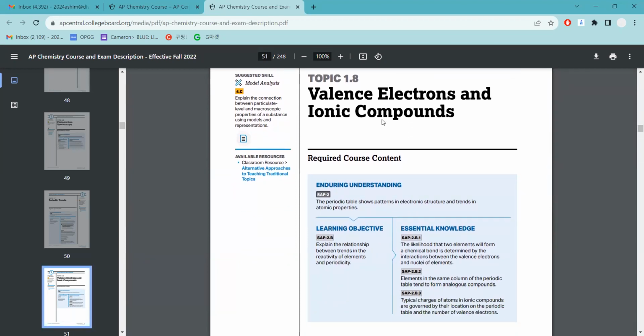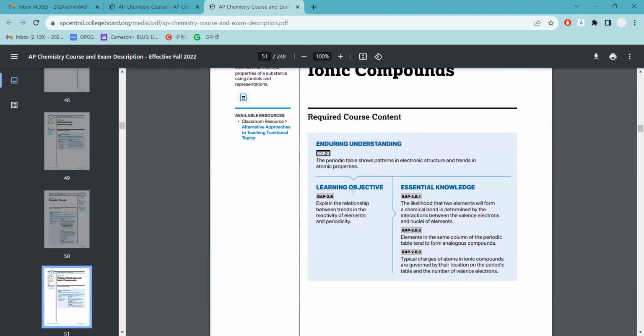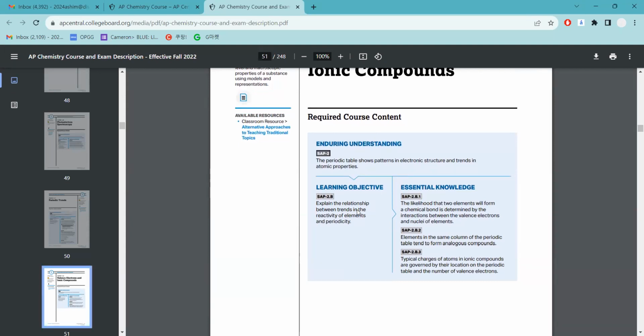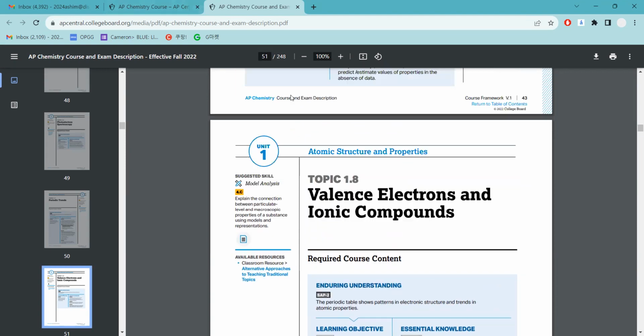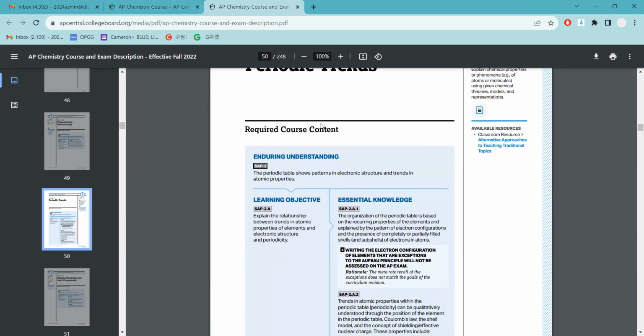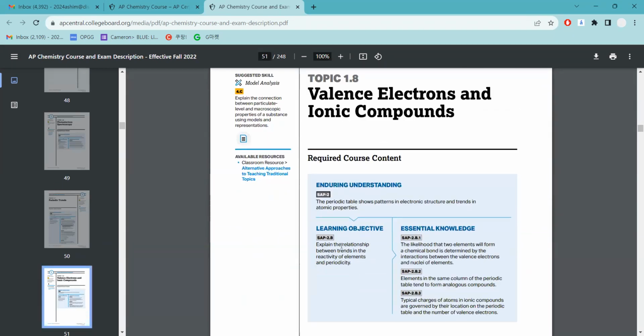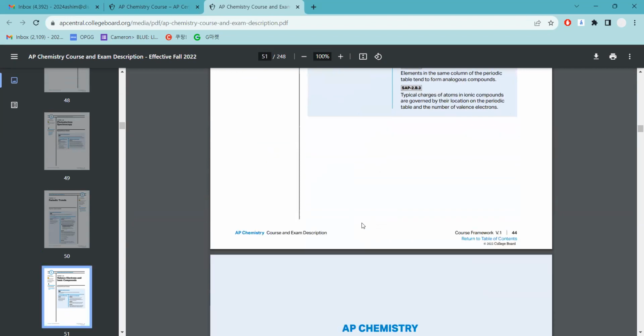And the next one is valence electrons and ionic compounds. This says explain the relationship between trends and reactivity of elements and periodicity. This is mostly about how elements in the same group and maybe in the same period would have similar traits and different traits based on how they move across the periodic table. This is really connected to the periodic trends, as the reason for the periodic trends comes directly from this trend based on their periodicity.